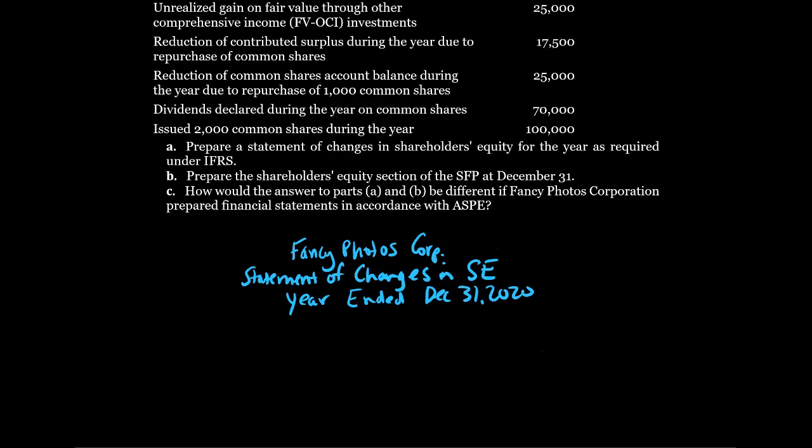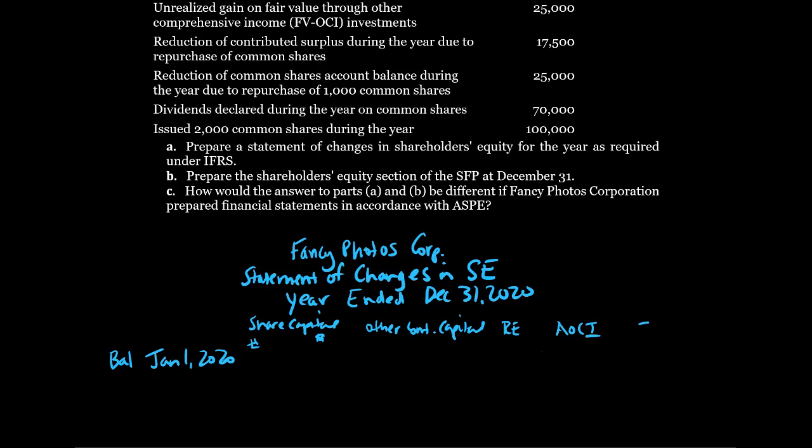Now, when we set up our statement, we're always going to start with the beginning of the year. So this is a continuity statement. So we're going to have the balance as at January 1st, 2020. We're going to have a variety of sections here. So we're going to have share capital. We're going to have the number and the value. We're going to have other contributed capital. We're going to have retained earnings. We're going to have AOCI. And we're going to have a total.